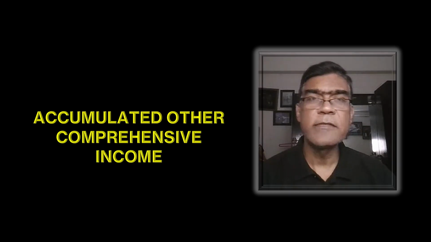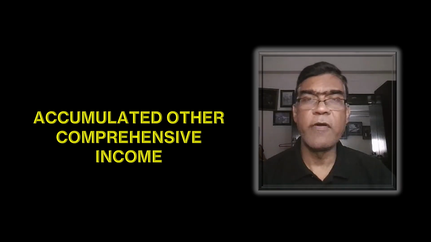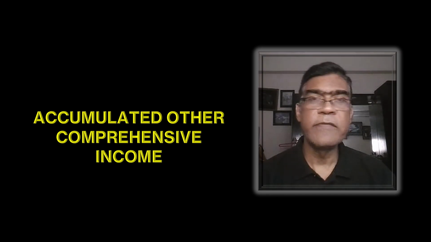Items like foreign currency translation adjustment, unrealized gains or losses on available for sale securities, and pension plan adjustment. Think of AOCI as the equity reservoir for all those changes in value that haven't yet been realized. It's part of the comprehensive income, but not part of net income. In the next slide, we will break down each component and see how AOCI connects to the statement of comprehensive income.